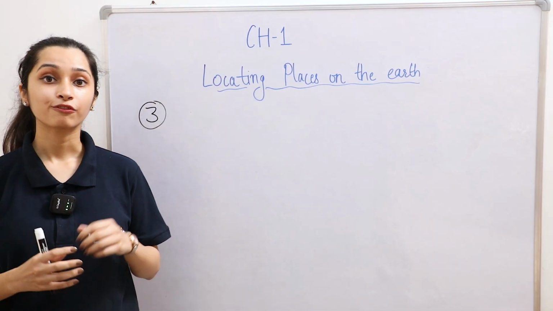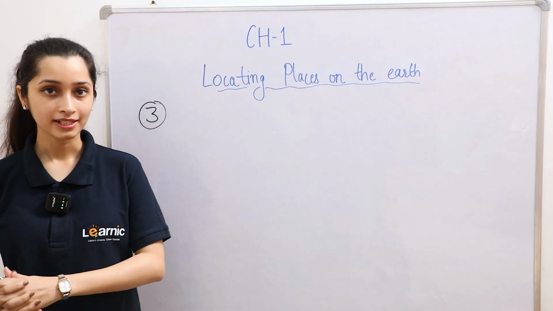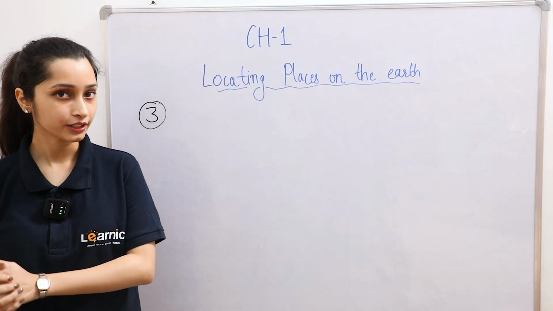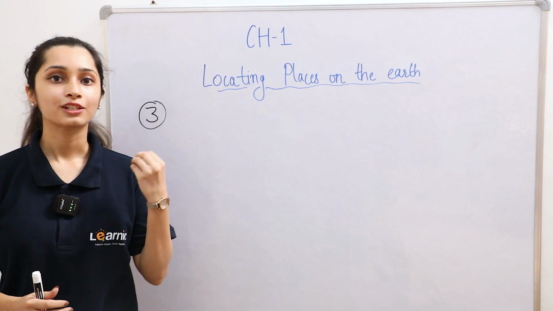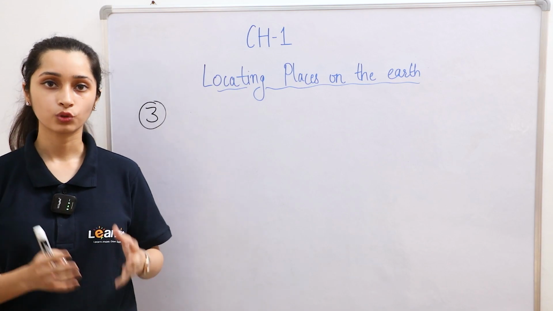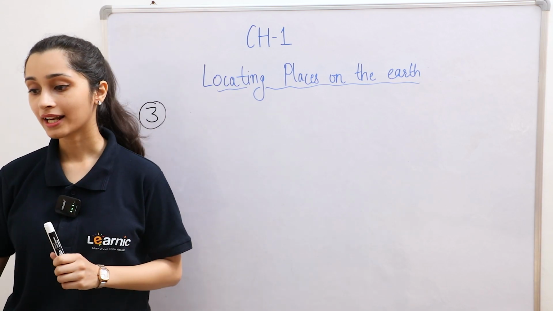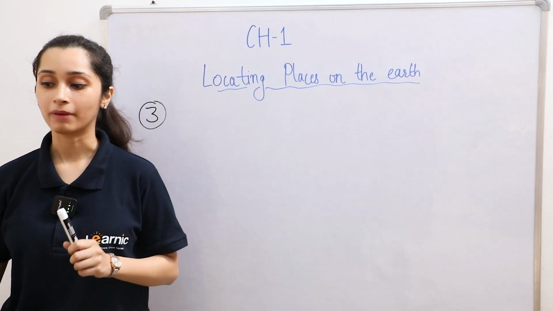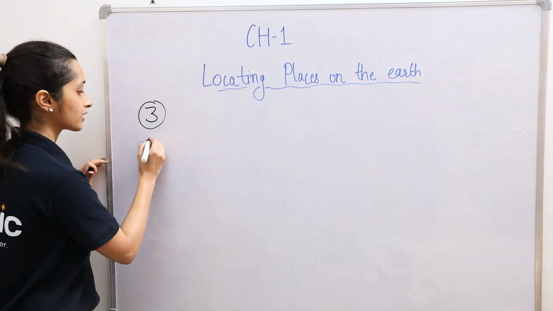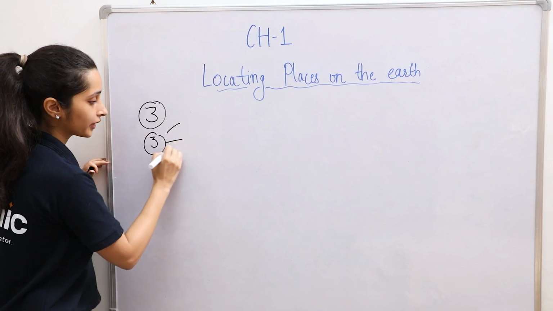Then students, we have a physical map. Physical map means showing physical features on the earth. That means your mountains, your river valleys, etc. are being shown on the map. So now, there are different components to a map. Again students, there are 3 different components to a map.